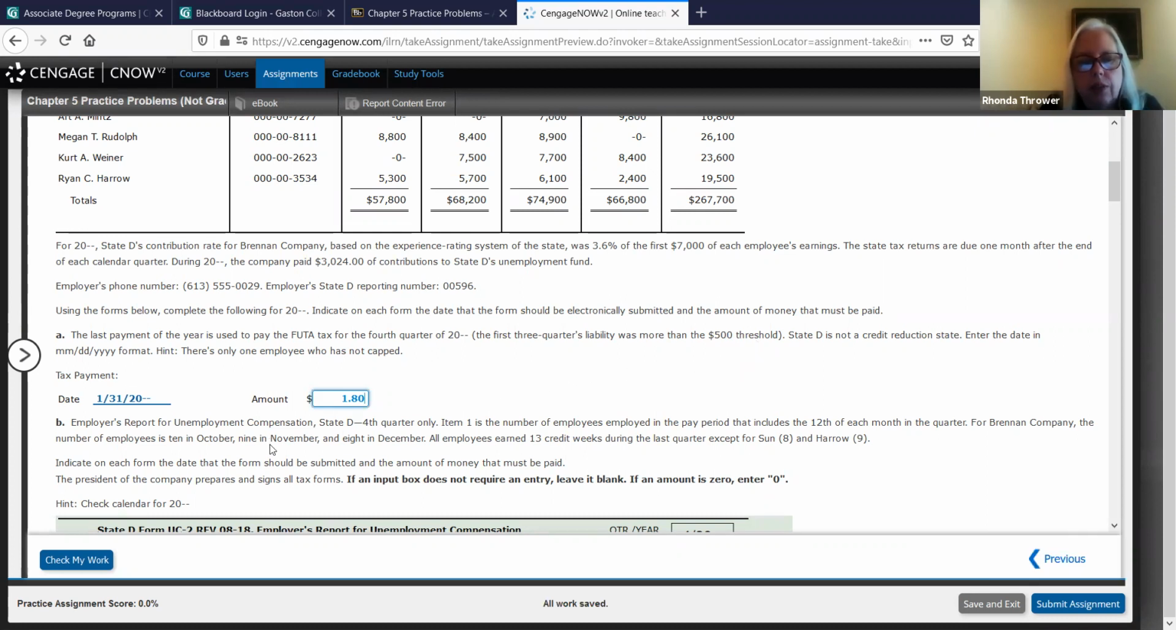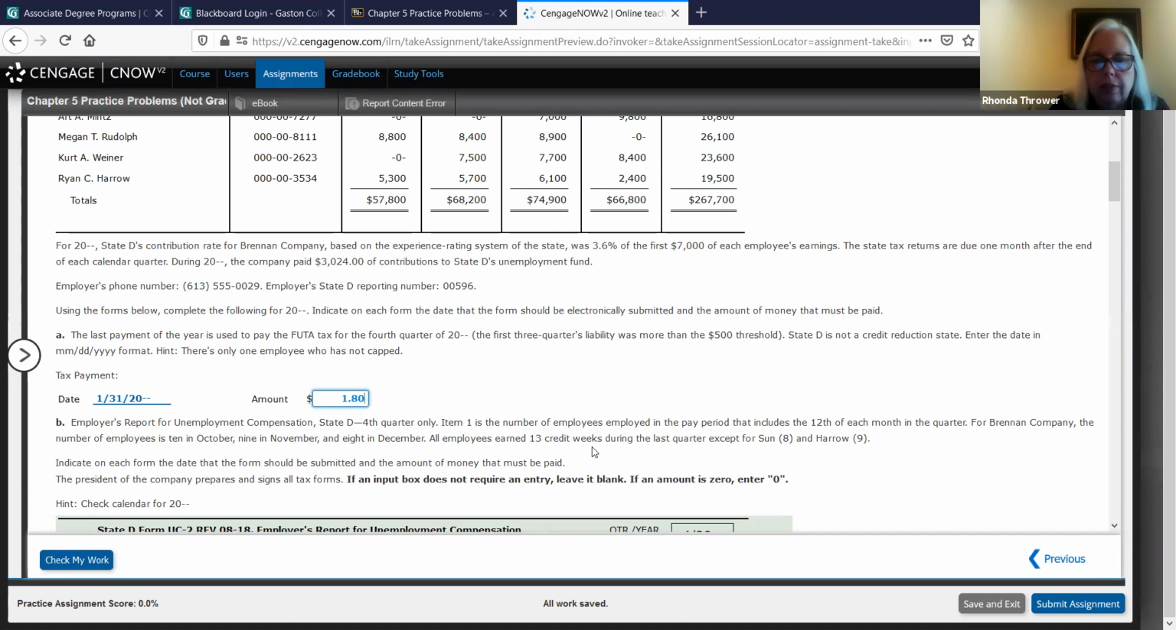In Part B, it says the employer's report for unemployment compensation in State D, the fourth quarter only. Item 1 is the number of employees employed in the pay period that includes the 12th of each month in the quarter. For Brennan Company, the number of employees is 10 in October, 9 in November, 8 in December. You have to know this, so underline this in your book.